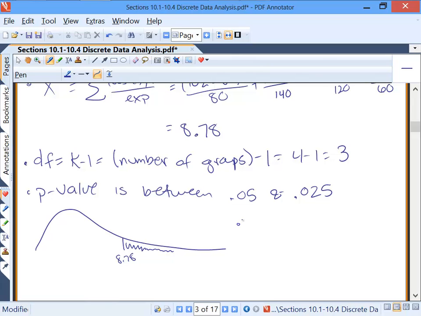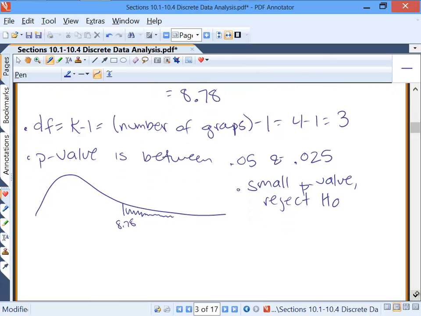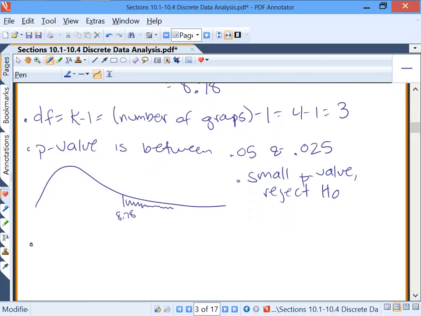Now, compared to our level of significance, is that a big or a small p-value? Small p-value. Which means, of course, that we reject the null hypothesis. And what does that mean for us? So the alternative hypothesis is that at least one of our theoretical probabilities was incorrect. Now put that even more into the context of the problem, and what does that mean?